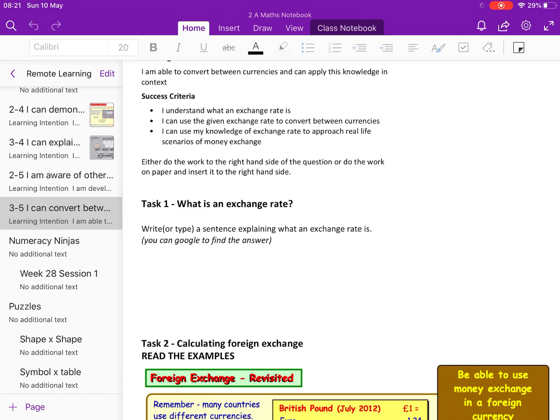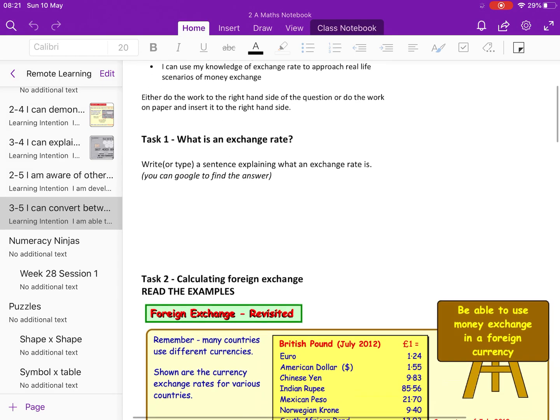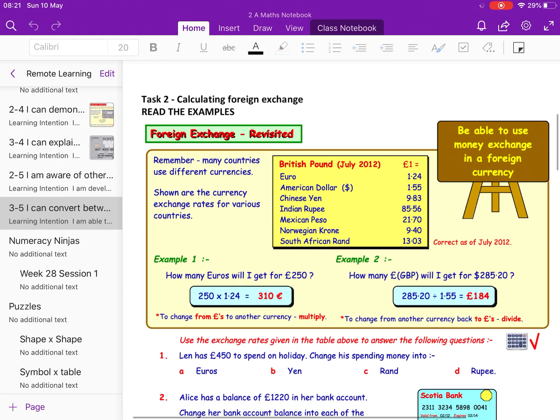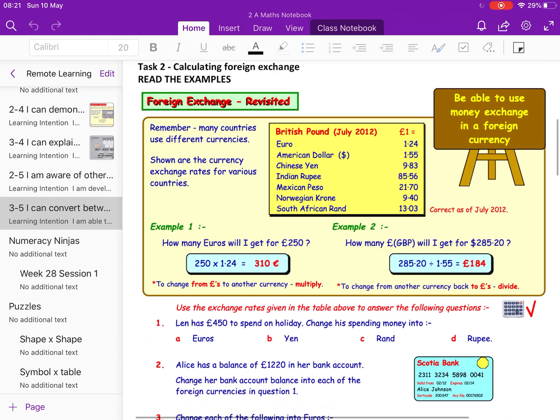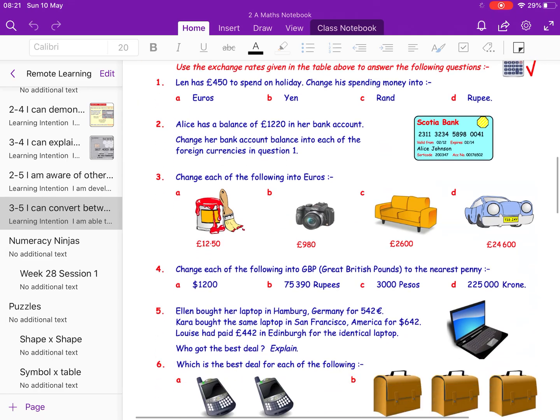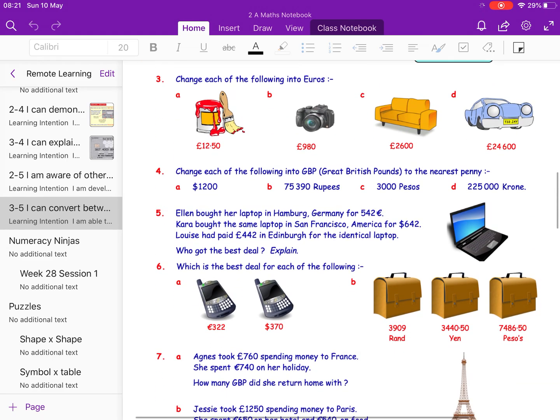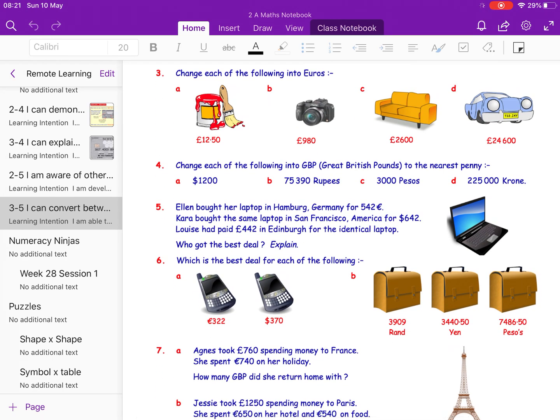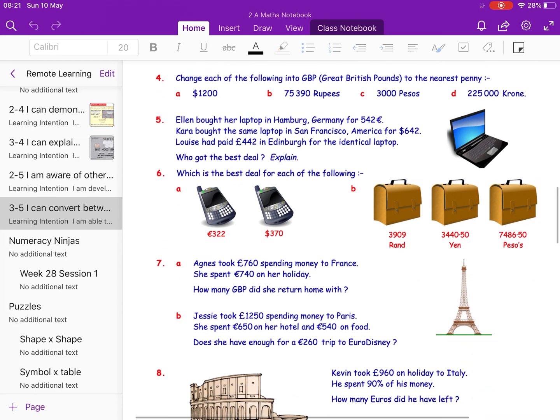So task 1, what is an exchange rate? Go away, Google, research the answer, speak to whoever's at home for help. That's fine, but I just want you to write a couple of sentences explaining what an exchange rate is. Then, calculating foreign exchange. So not only just changing your money into another currency, so changing pounds into another currency, but we're also going to be looking at changing our money back the other way. Okay, I want you to read this bit here because it's got a couple of examples, and then pushing into some real life sort of explanations and price comparisons.